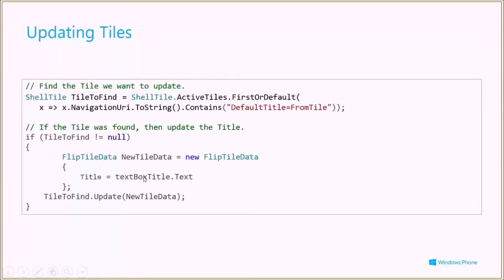And then you just put the property you want to update, and then tile to find update, and you just put the new tile data you've just created. This means that the tile to find, which is pointing to the application tile, you're updating it with these values, with the new tile you're assigning.